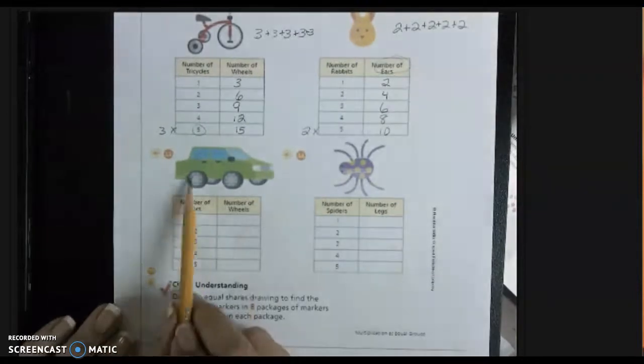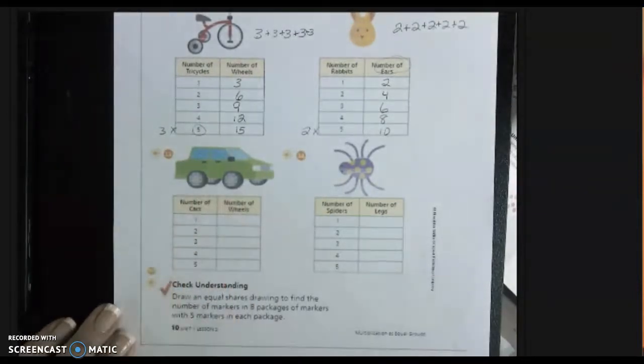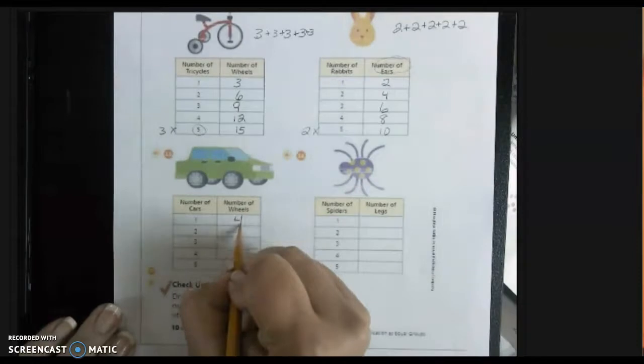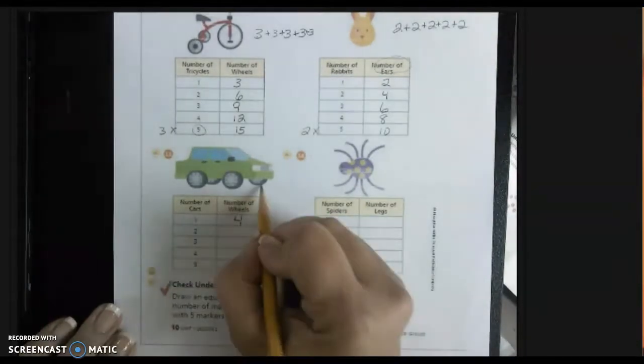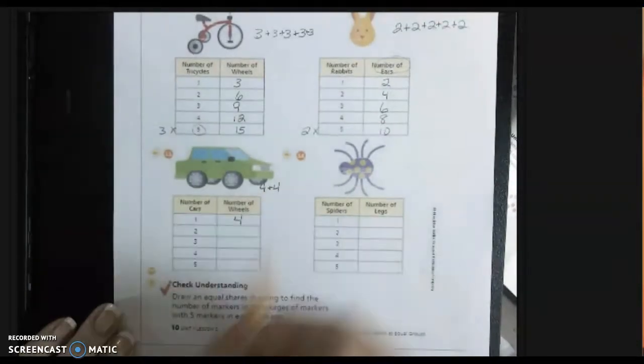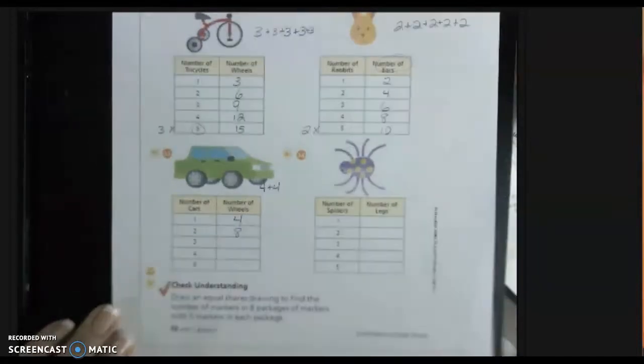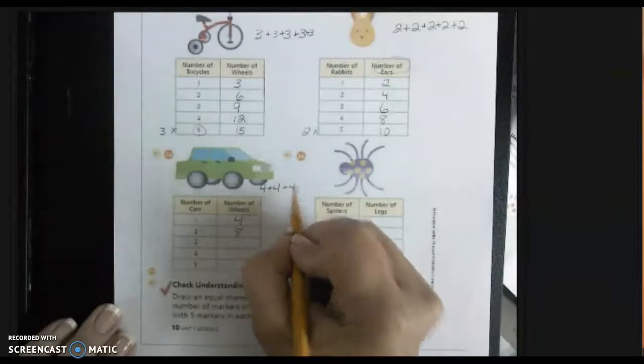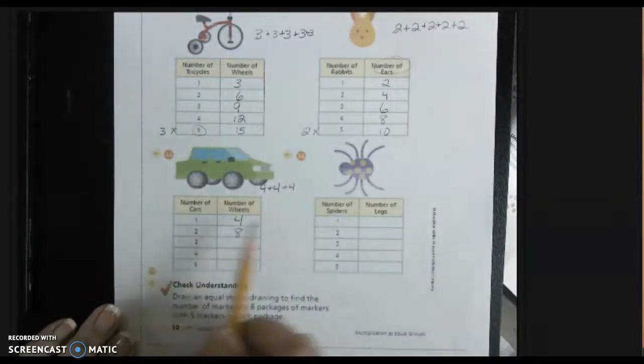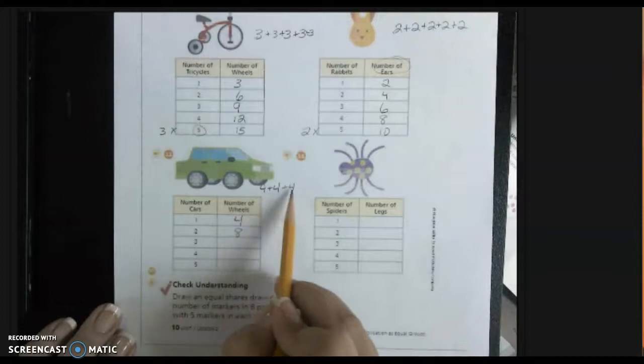Here we go with our car. Our car has 4 wheels. If I've got 1 car, I've got 4 wheels. If I've got 2 cars, I need to add 4 more, don't I? 4 plus 4 is going to equal 8. And if I get another car in there, I need to do it 3 times for 3 cars. 4, 8, 12.